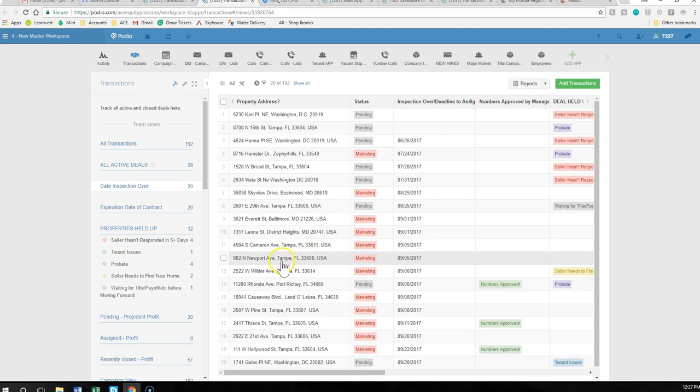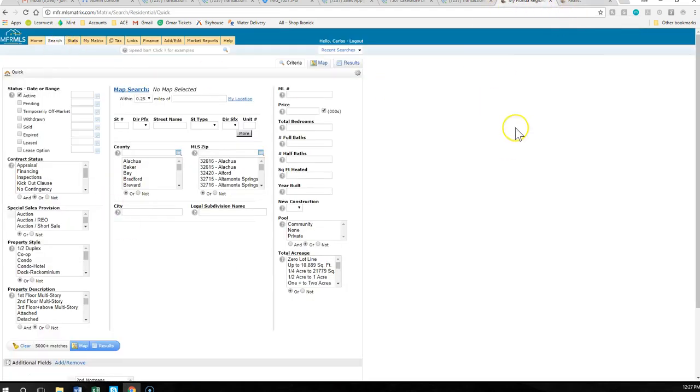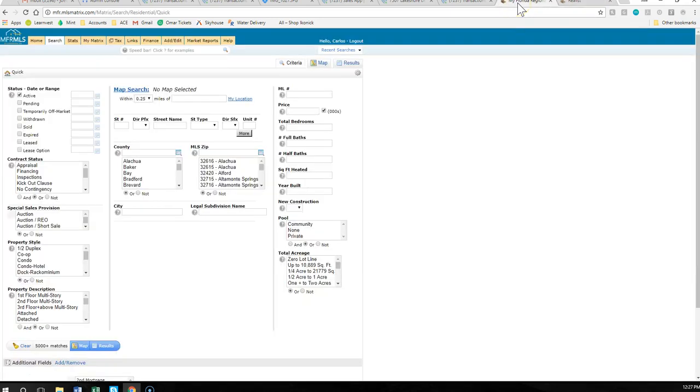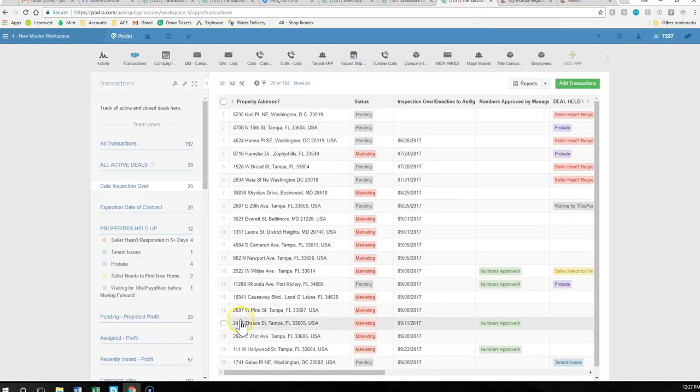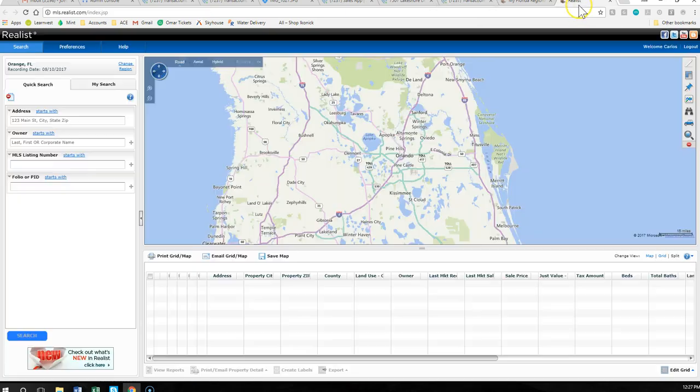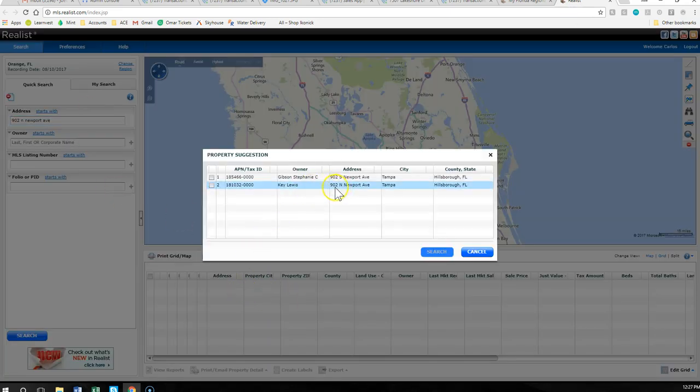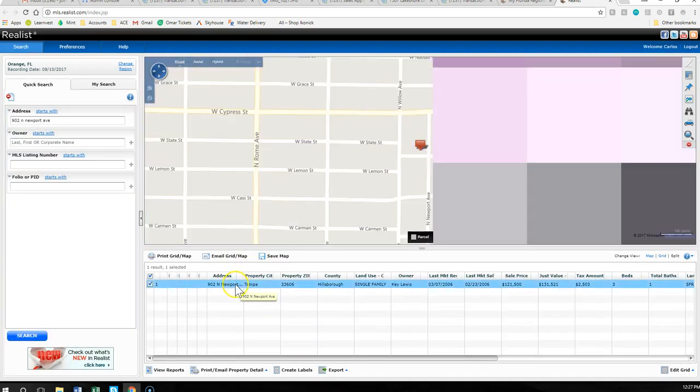Let's say Newport. All right, let's just do this one. So 902 North Newport Avenue. In your MLS, the first thing you're going to do is open up the tax record. You enter 902 North Newport, without Avenue or anything like that. And you see 902 South, 902 North, so obviously we want that one. Double click it to open.